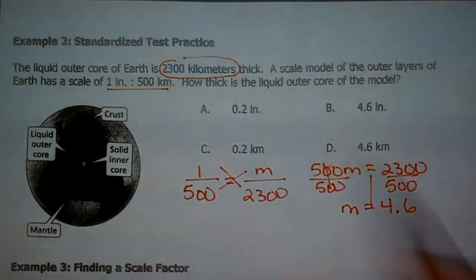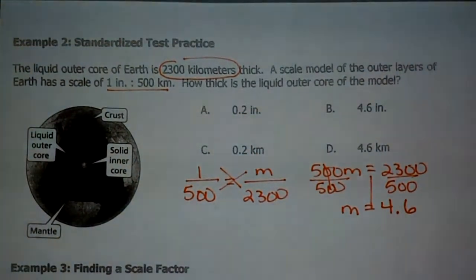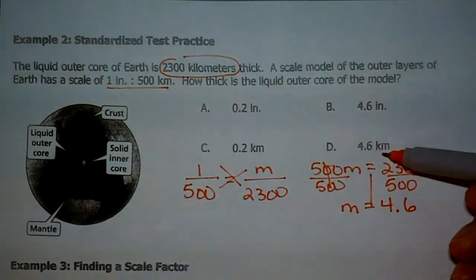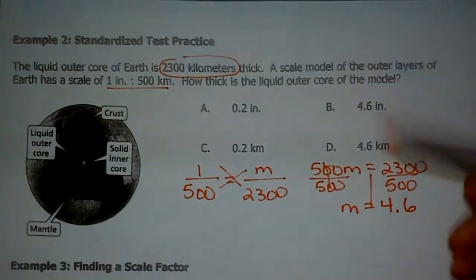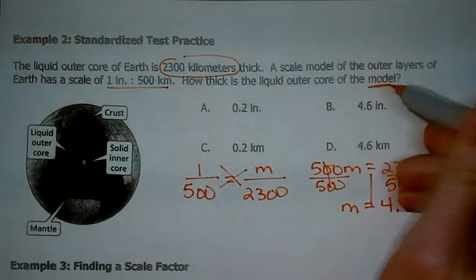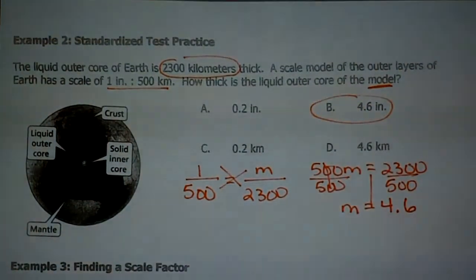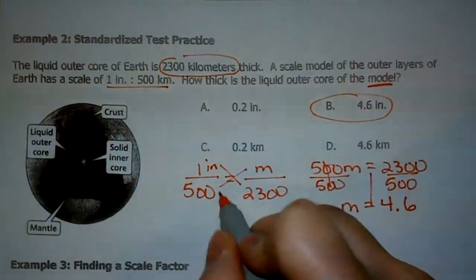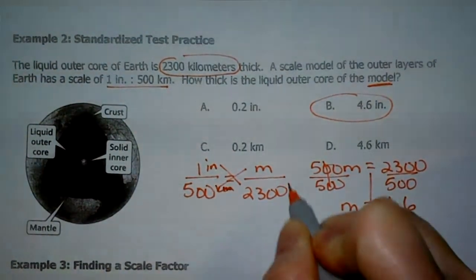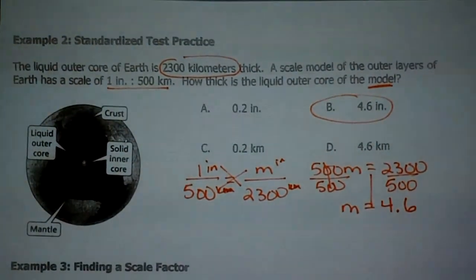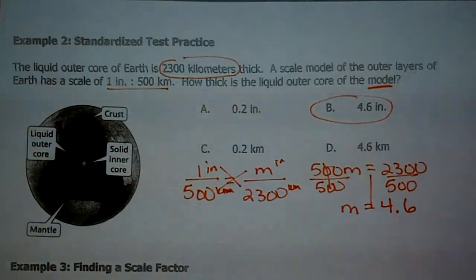Now when you look up at the multiple choice options here, 4.6 happens twice, doesn't it? There's 4.6 inches and there's 4.6 kilometers. We were trying to figure out the model, right? How thick is the liquid outer core of the model? The model is measured in inches, so I'm going to select B because that's also in inches. Don't let them fool you with problems like this and just look for the 4.6. Think about what units. And if it helps, when you're solving this, put the inches and kilometers in there and put the kilometers here. And then we know, oh, we're figuring out the inches. Or use I for inches if you wanted. Whatever it takes. Do whatever it takes.